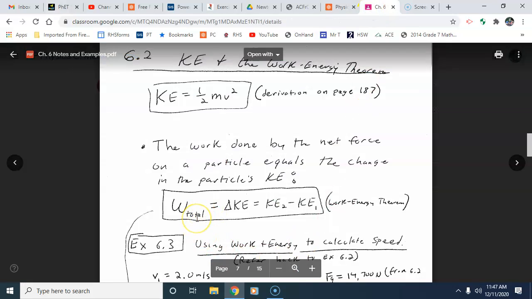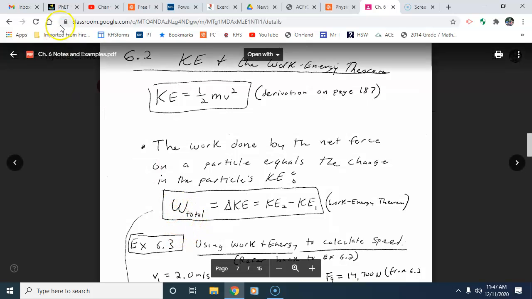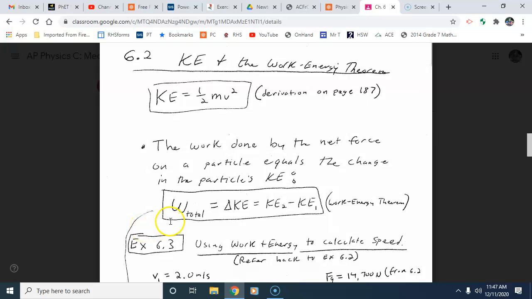And we could break that down if necessary. We could break work total down into, for that particular scenario, the work of the person plus the work of friction. That would be what equaled 5,000 joules. And then maybe solve something from there.